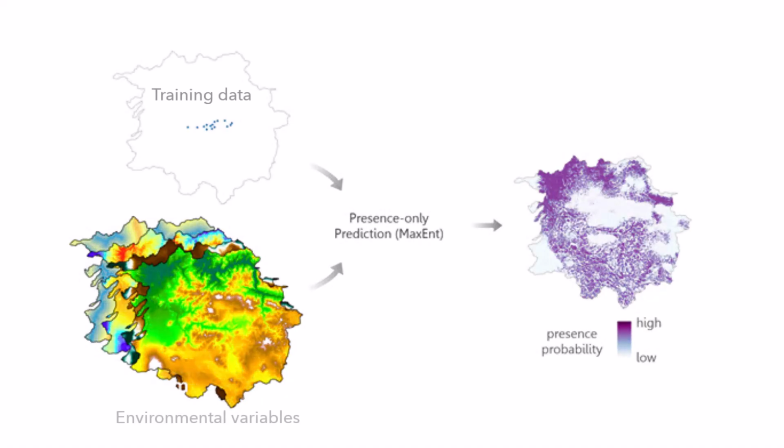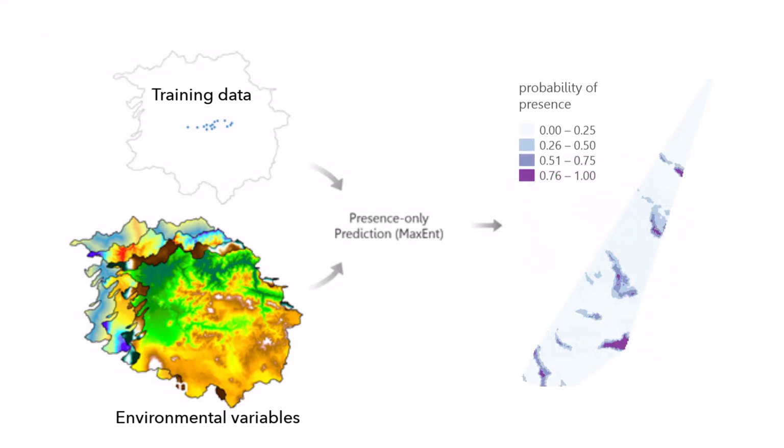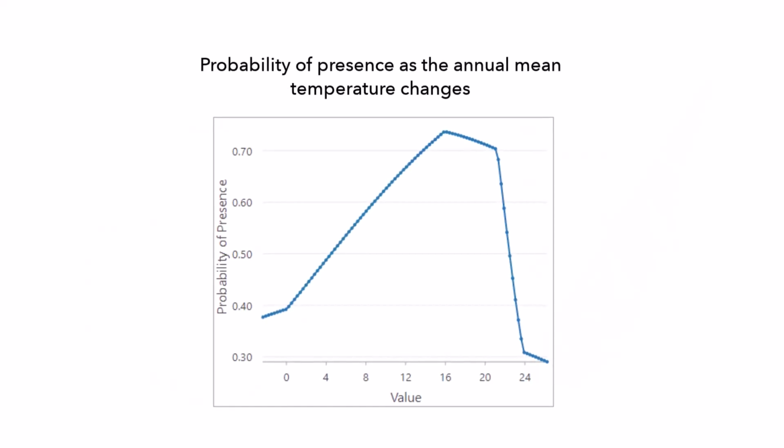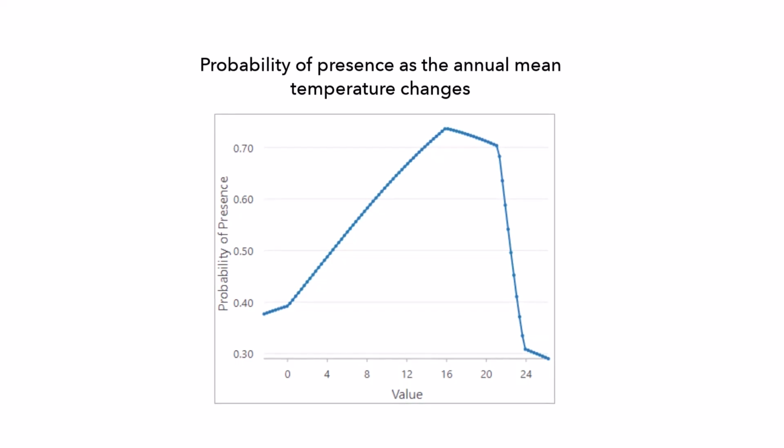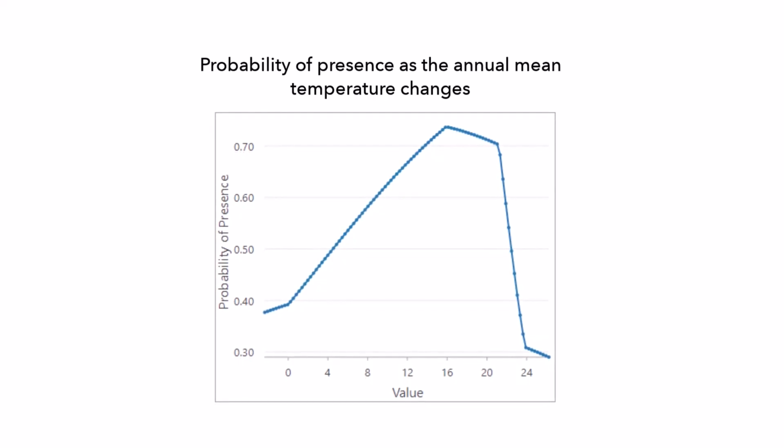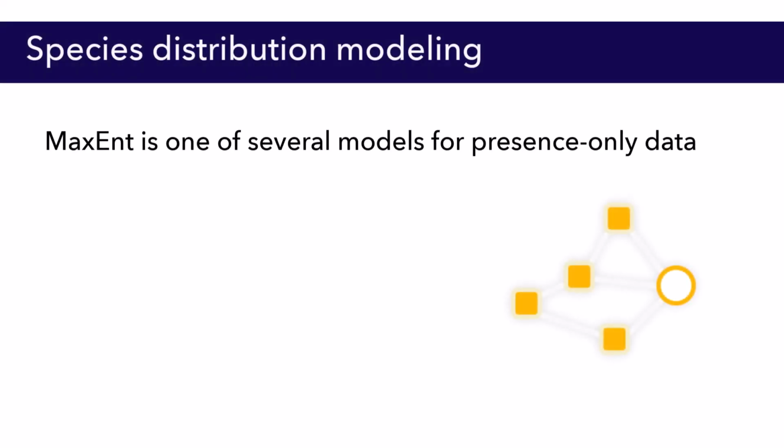The output map from a species distribution model is a map of predicted probabilities that range from 0 to 1, where 0 is a lower likelihood that the species would be found, and 1 is a higher likelihood. Model outputs also typically include response curves that show how the species might respond to each individual environmental variable. MaxEnt is just one of several kinds of models that can be used with presence-only data.